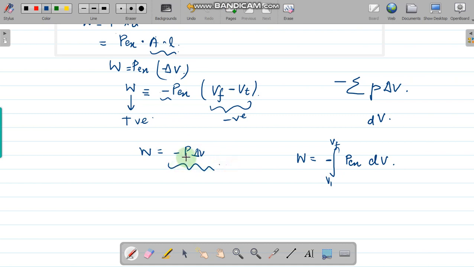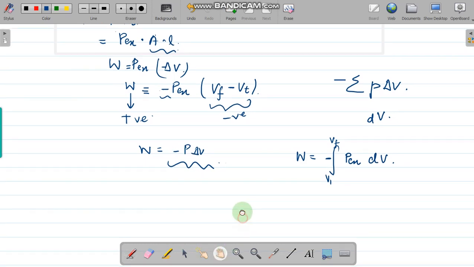Now, when we get the equation W = -P delta V, it is for an irreversible isothermal process. Now, we have done the first law of thermodynamics, that energy can neither be created nor destroyed, but it can change from one form to another. The total energy of the universe is going to remain constant, or you can say the energy of a system that is isolated from its surroundings is going to be constant.